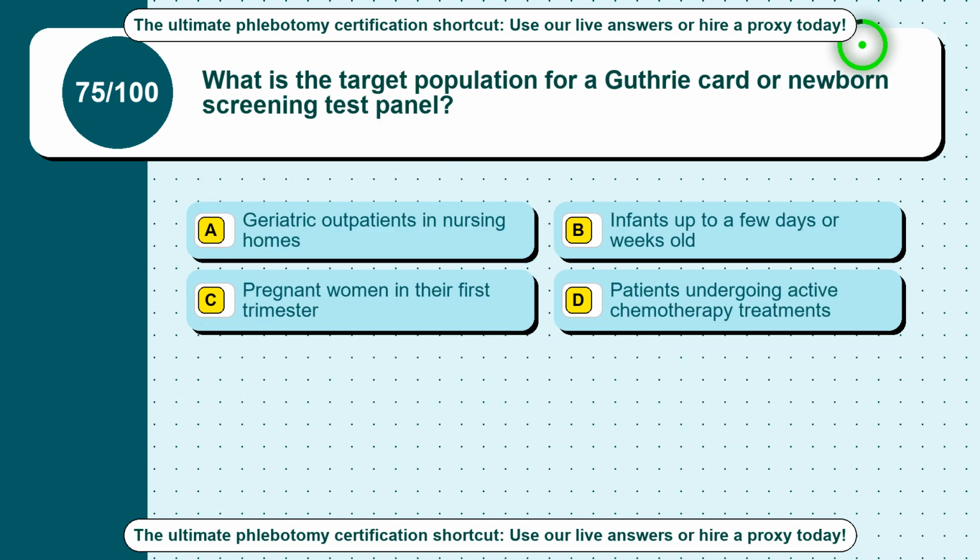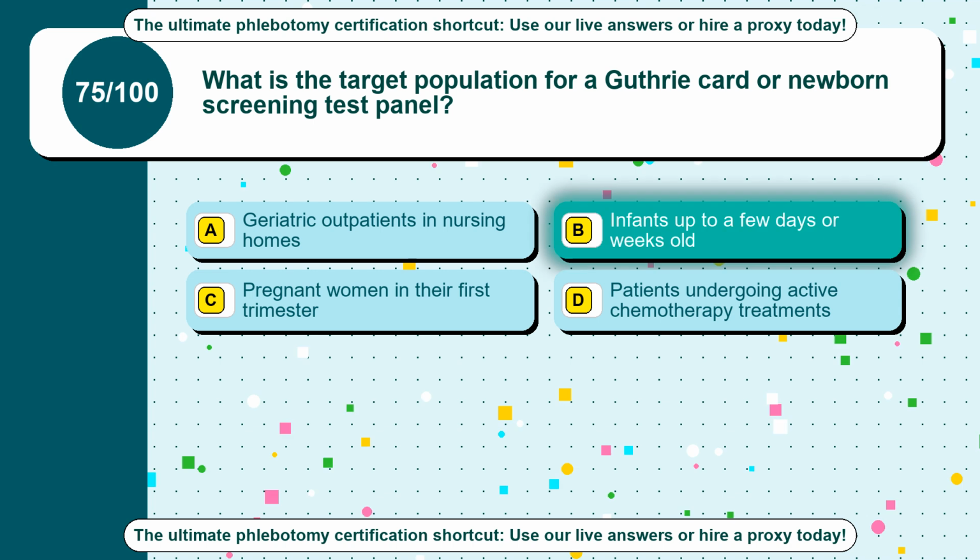Question 75. What is the target population for a GA3 card or newborn screening test panel? Option A, geriatric outpatients in nursing homes. Option B, infants up to a few days or weeks old. Option C, pregnant women in their first trimester. Option D, patients undergoing active chemotherapy treatments. The correct answer is option B, infants up to a few days or weeks old.